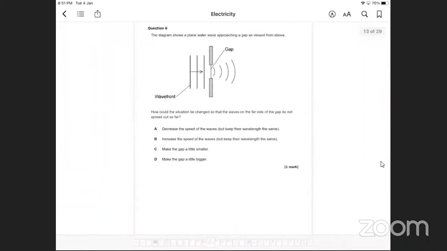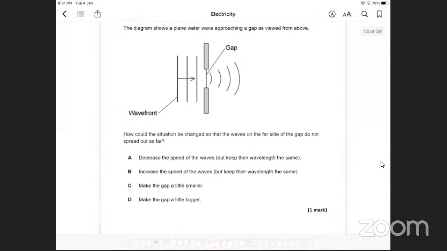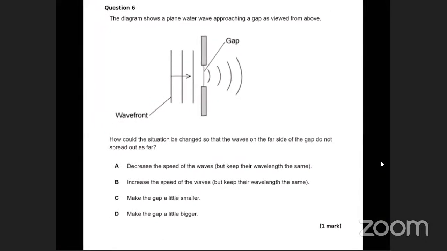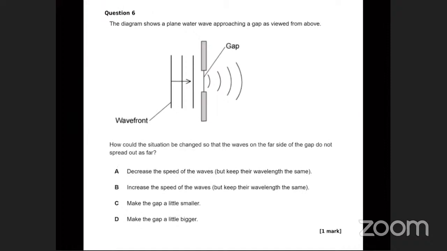Right. Question 6. Let me try and zoom in a bit. I hope you all can see the screen. Question 6 says the diagram shows a plane water wave approaching a gap, as viewed from above. You've got your wave fronts on this side. How could the situation be changed so that the waves on the far side of the gap do not spread out as far? You don't want them to spread out too far.